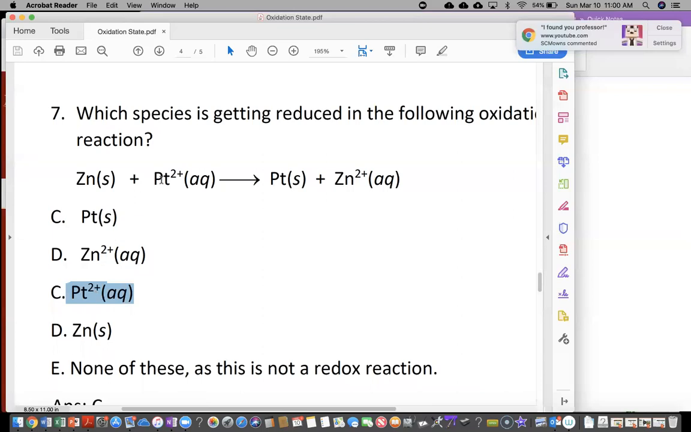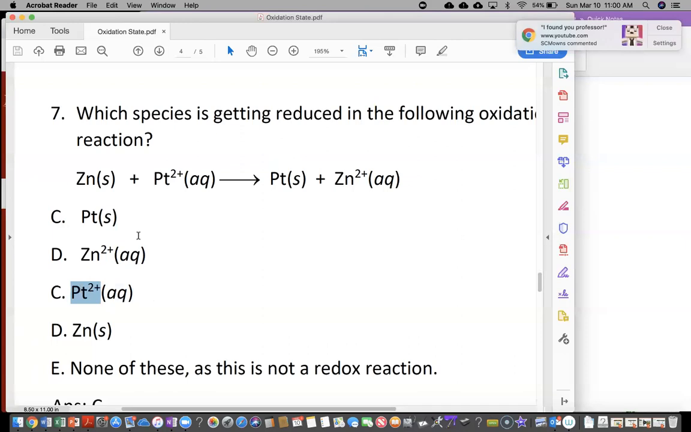Because Pt2+ went from +2 to 0. Does that make sense, guys? So it's C, right? You said just C, right? What do you mean Z? There's no Z. I said C as in Charlie. Is the answer C? Yes, C. Pt2+ is the answer, not the first C, the second C, okay?